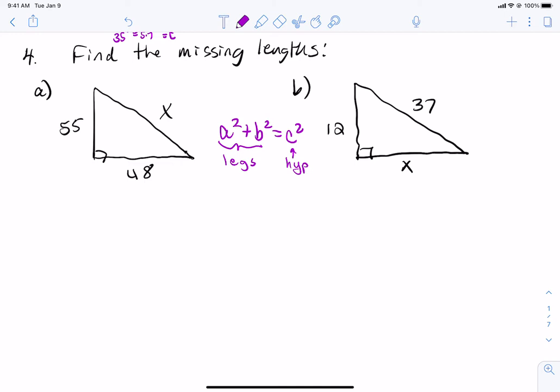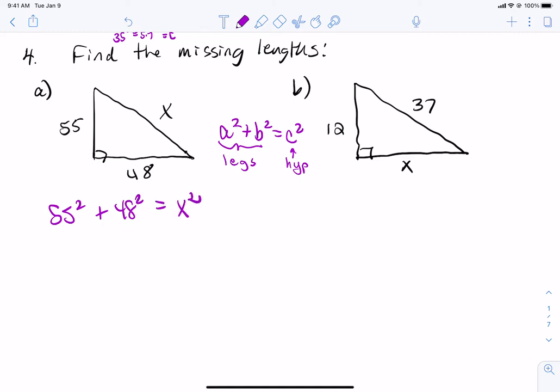So let's take A and plop it into the formula. Well, the legs are 55 and 48. Now, it doesn't matter which you use as A or B. It doesn't matter. Just plop them in. Okay, so let's do 55 squared plus 48 squared, and that always has to be the hypotenuse squared. Now, before we go further, let's set up B.